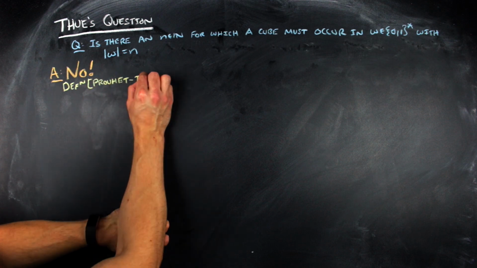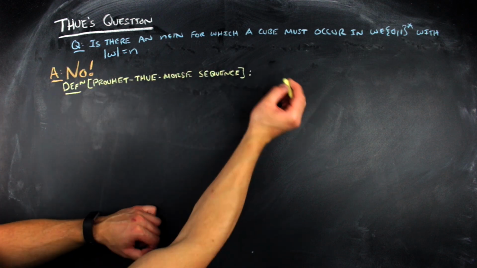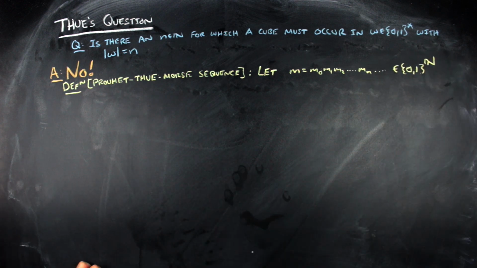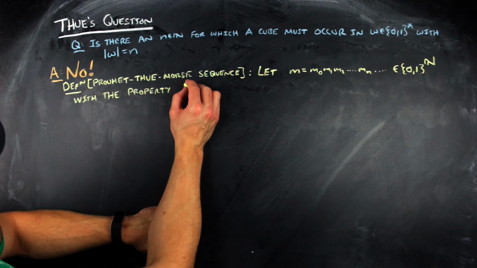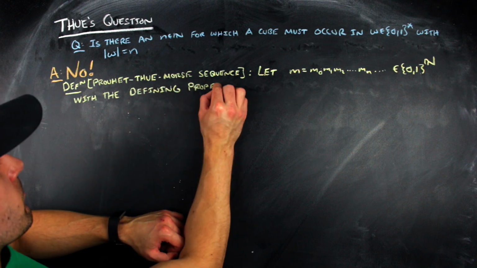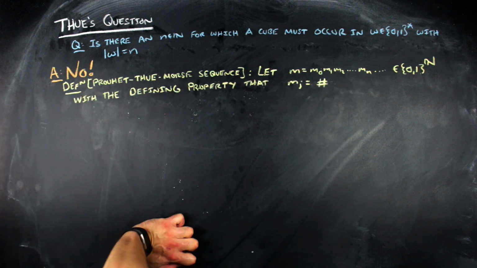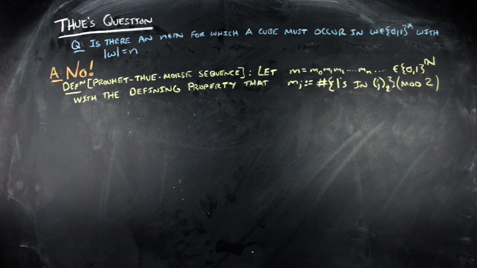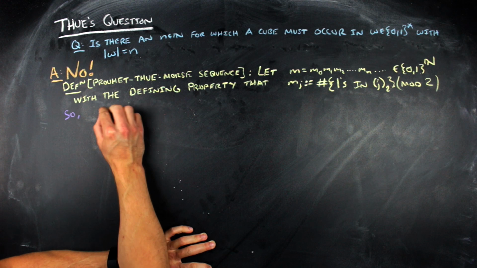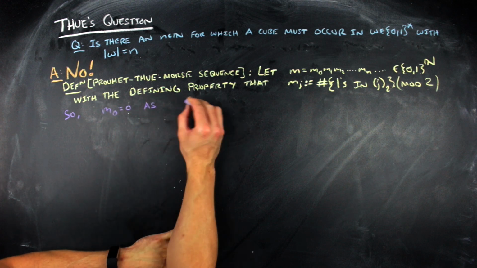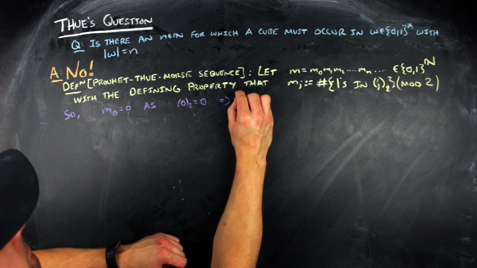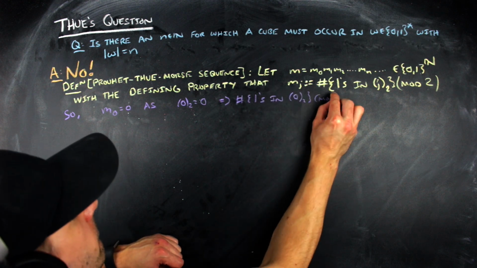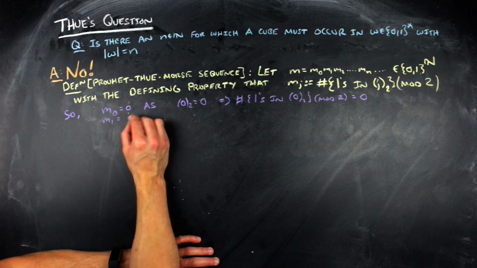The Prouhet-Thue-Morse sequence is the one defined in the following way. Let M be an infinite sequence of zeros and ones with the defining property that the jth term in the sequence is the number of ones that appear in the binary expansion of j, mod 2. So let's go through some examples. The 0th term of the sequence is 0 because 0's binary expansion is just 0. There are 0 ones, so mod 2 it's 0.